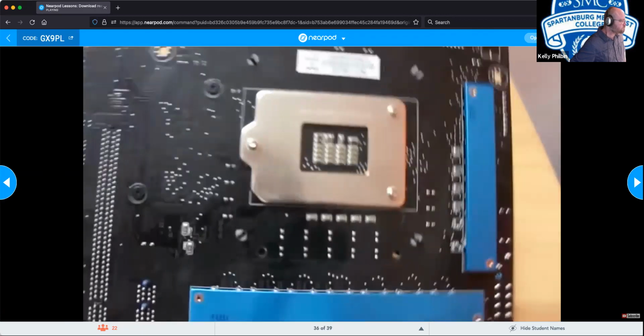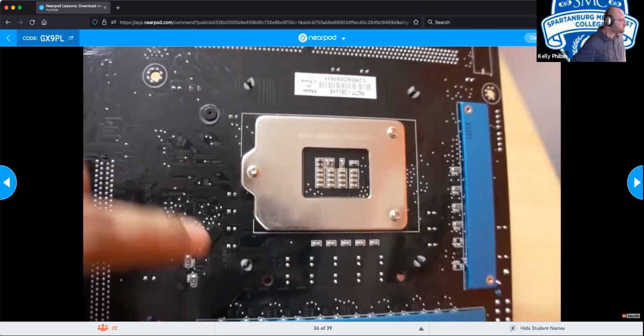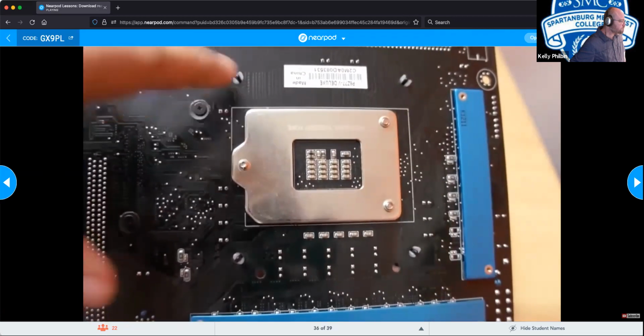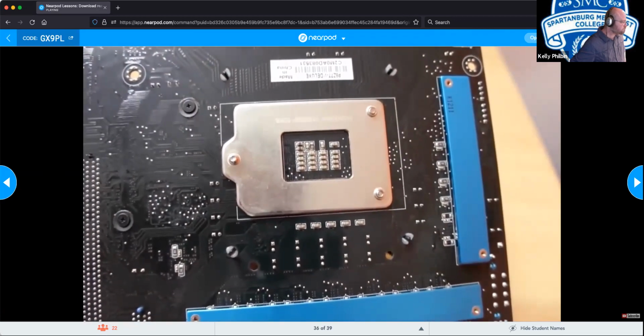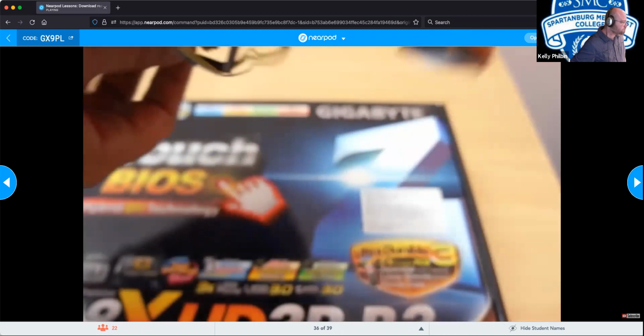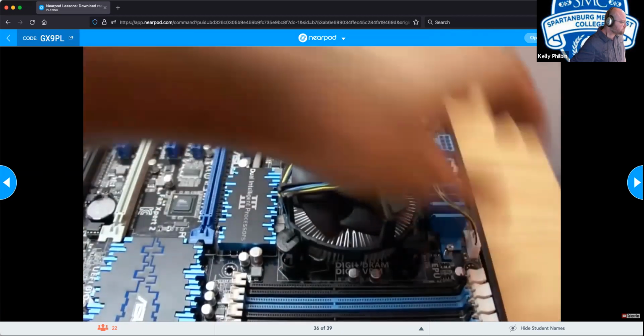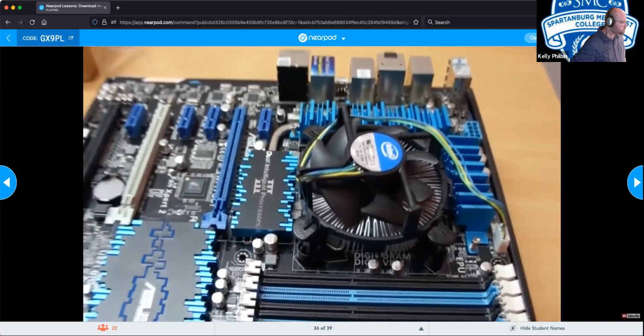And if you look at the back, I want to show these tiny pins. They should come out. That means you have successfully and properly installed the stock Intel CPU cooler. So that's how you actually install an Intel CPU on a motherboard.